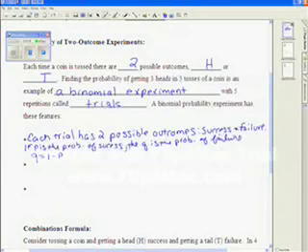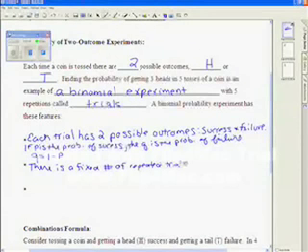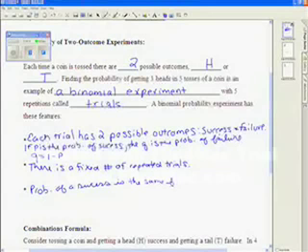There is a fixed number of repeated trials, and the probability of a success is the same for each trial.